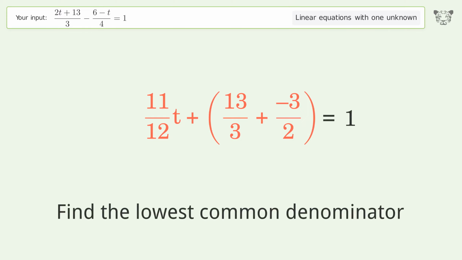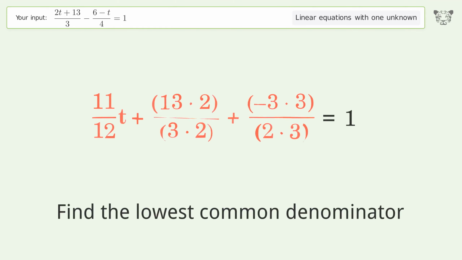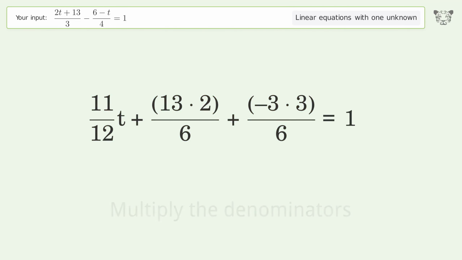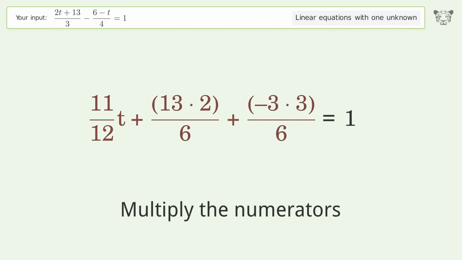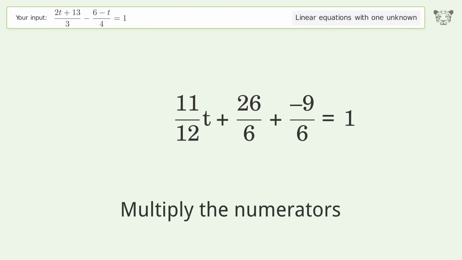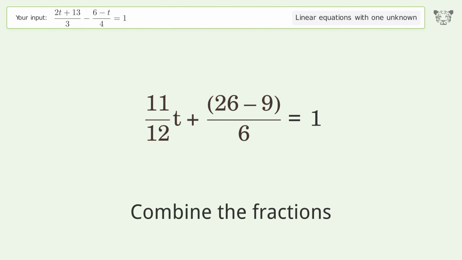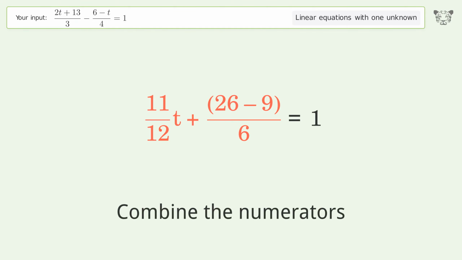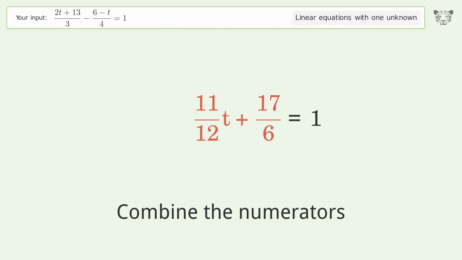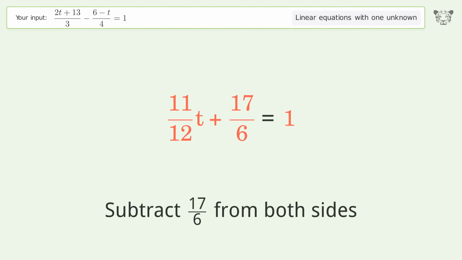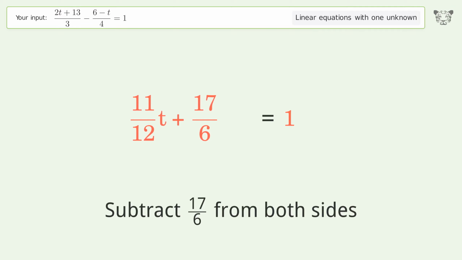Find the lowest common denominator. Multiply the denominators. Multiply the numerators. Combine the fractions. Combine the numerators. Group all constants on the right side of the equation. Subtract 17/6 from both sides.